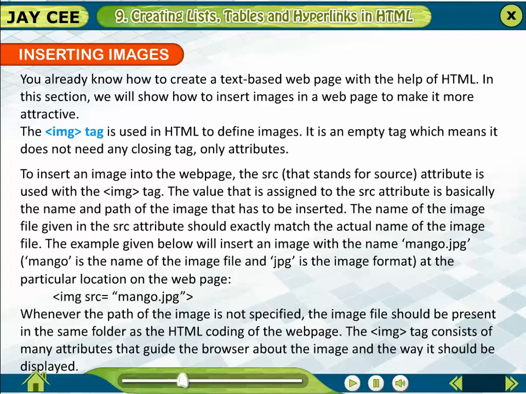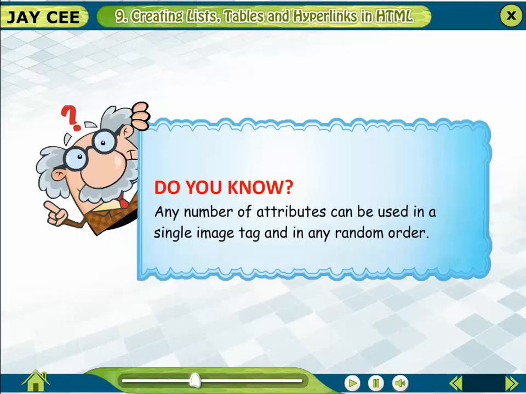Whenever the path of the image is not specified, the image file should be present in the same folder as the HTML coding of the web page. The <img> tag consists of many attributes that guide the browser about the image and the way it should be displayed. Do you know any number of attributes can be used in a single image tag and in any random order?